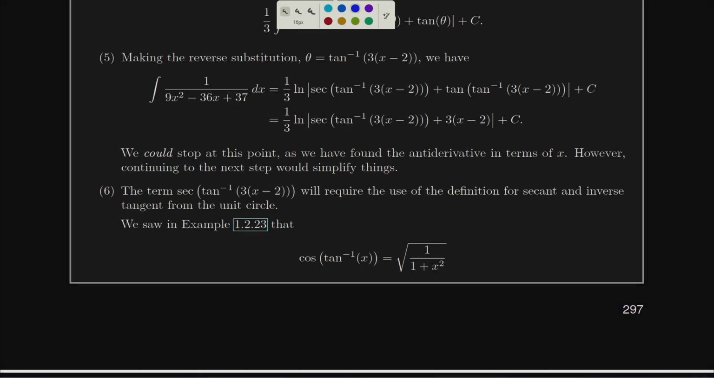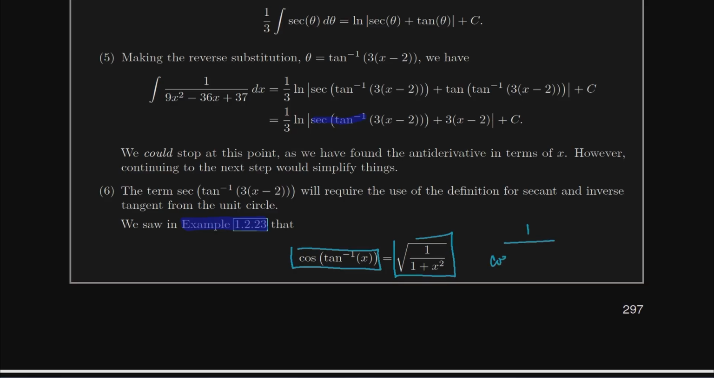So how do we simplify secant of tangent inverse? Well, I'm going to send you back to example 1.2.23, which really showed that cosine of tangent inverse was root 1 over 1 plus x squared. How does cosine relate to secant? Well, secant is 1 over cosine. So we're looking at 1 over cosine of tangent inverse, which will just be the reciprocal of 1 over 1 plus x squared, also known as root 1 plus x squared. So that's going to be secant of tangent inverse.